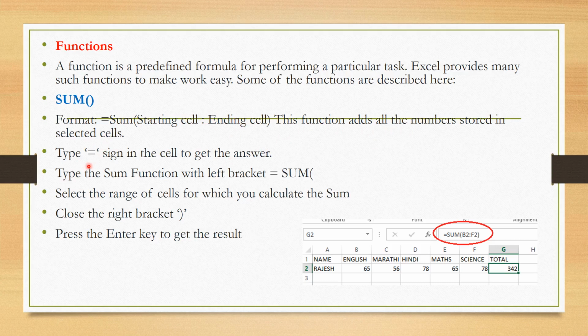Type the equal to sign in the cell to get the answer. Type the sum function with left bracket: equal to SUM left bracket. Select the range of cells for which you want to calculate the sum. Close the right bracket. Press the enter key to get the result. Students, let's see the sum function in demonstration.